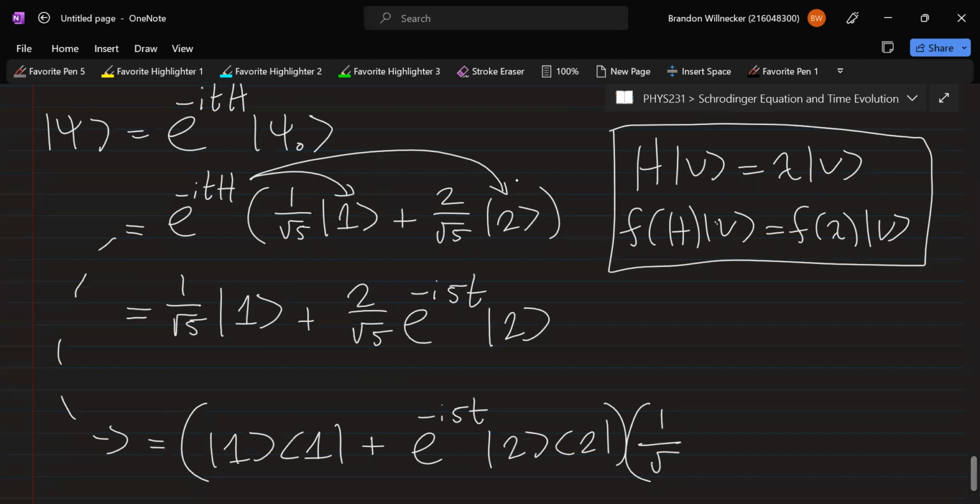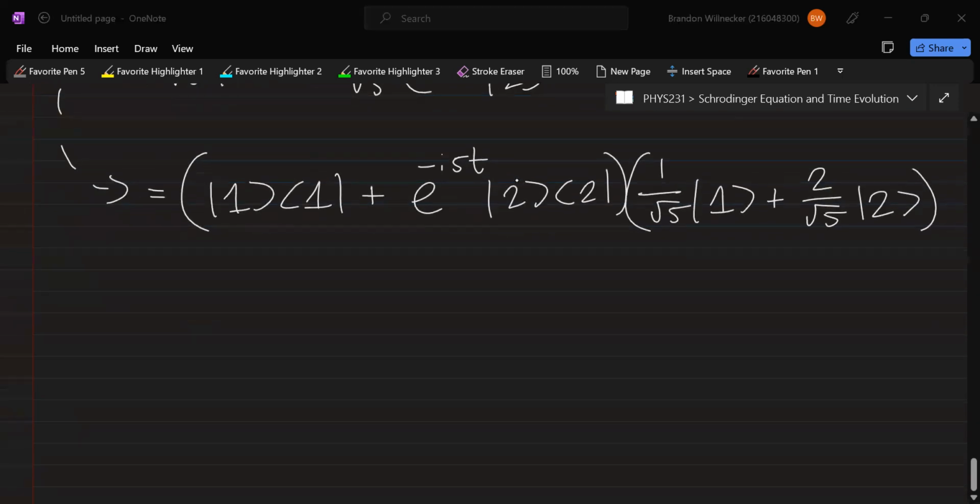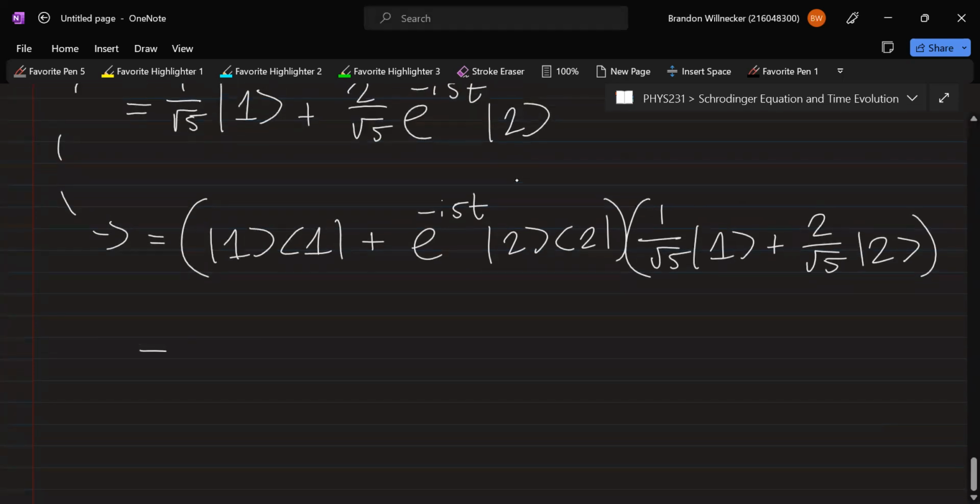So 1 over root 5, 1 plus 2 over root 5, 2. Okay, now we do the multiplication, because remember this outer product, that's just the matrix. The ket, that's just a column vector. We can do the multiplication.